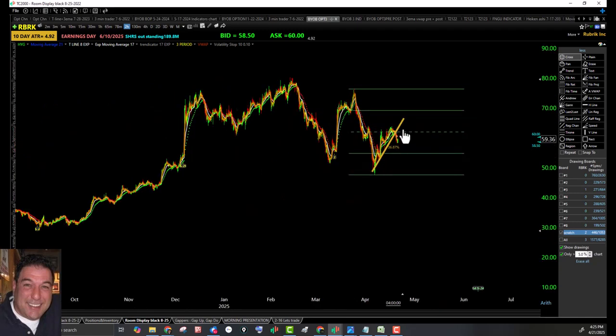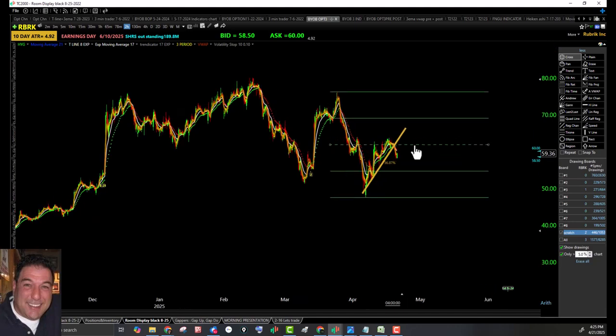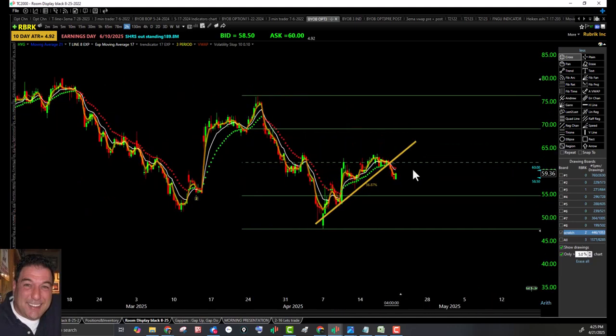It's really sloppy and horrible. I would look for something cleaner, something with an edge. I just want to point out that you are showing an inverse head and shoulders. Okay? You are showing one.